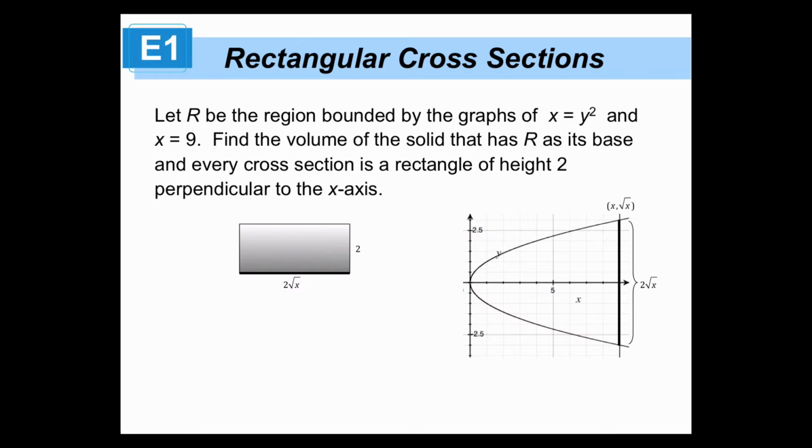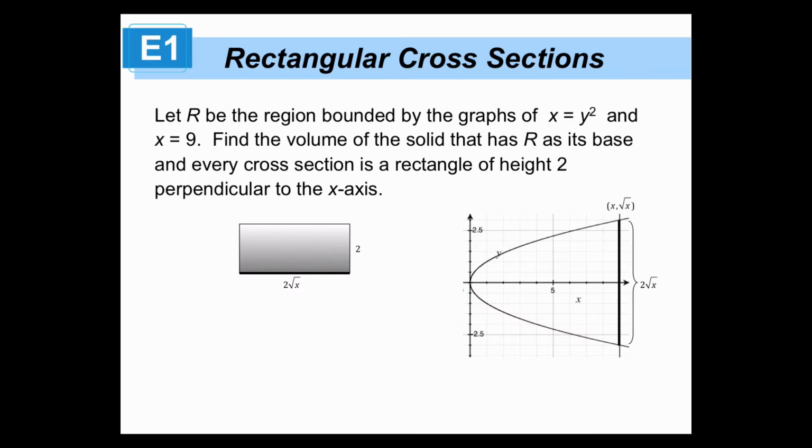The height is fixed in this problem. So notice if I was doing squares instead of rectangles, I wouldn't have a 2 there. I'd have a 2 square root of x, and the square would change as you get closer. Okay, that's the hard part. If you can get that, the rest of it is easy.